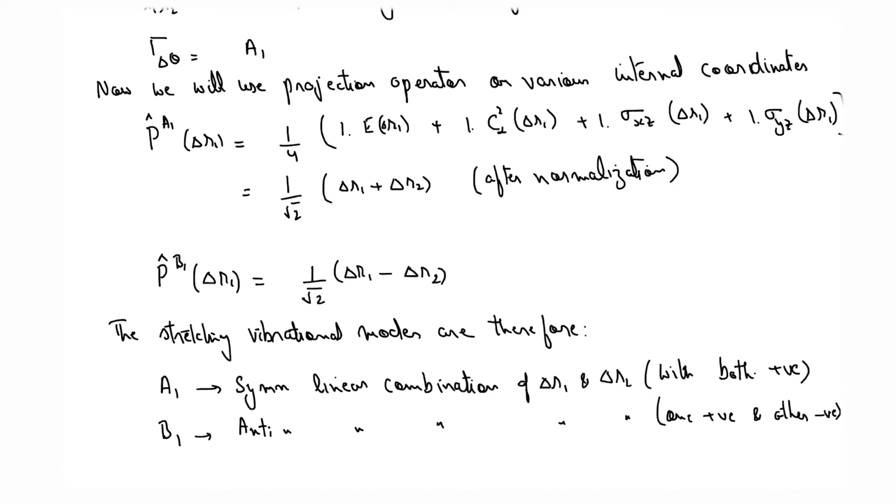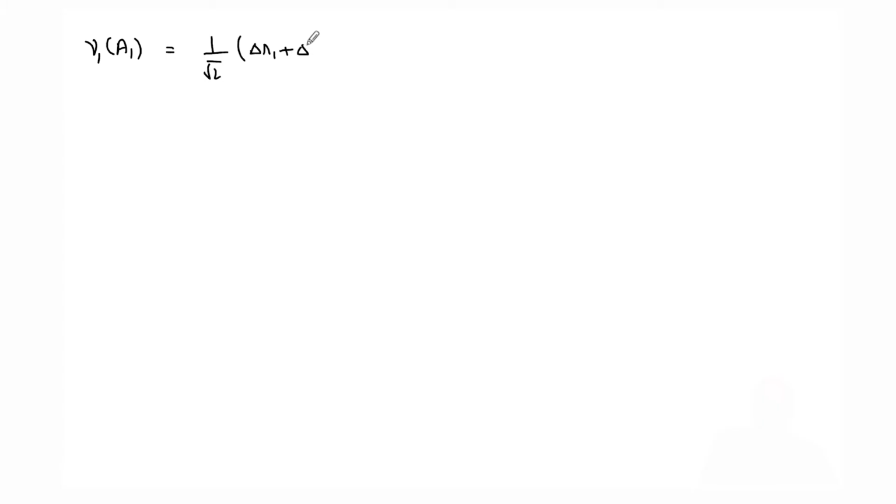Okay, so that means I can say that one of the vibrational modes, nu1, which has A1 symmetry, can be written as 1 over root 2 times delta R1 plus delta R2. Now visually, how does it look? If I try to draw it on the water molecule, both the bonds are stretching, right? Because both of them are positive, delta R1 and delta R2.